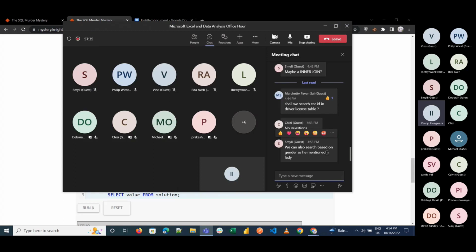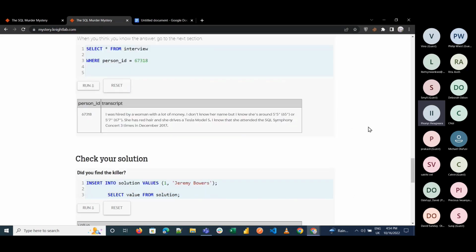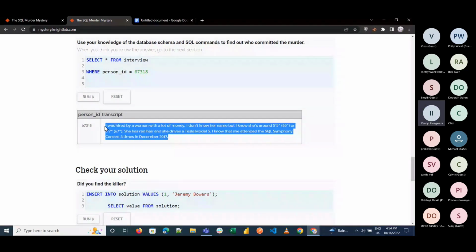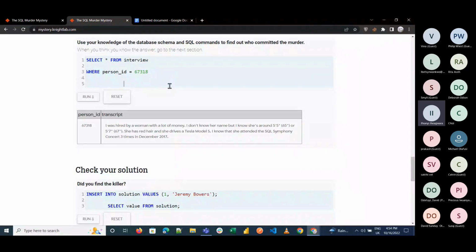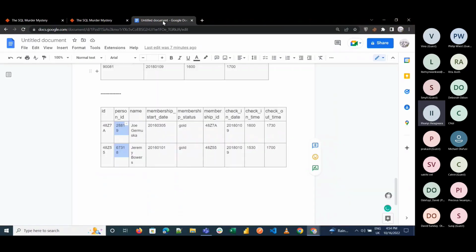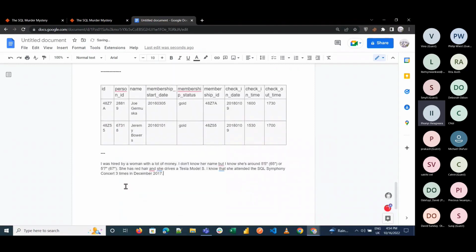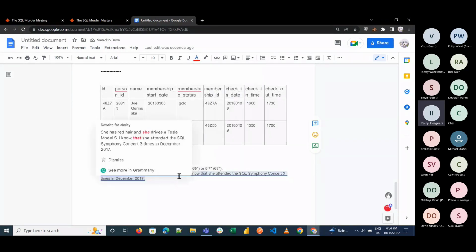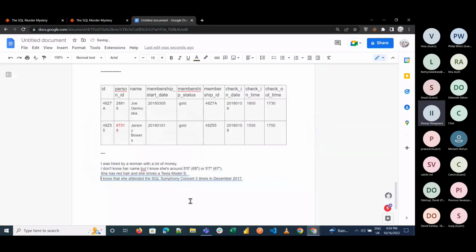Because it shares the gender as mentioned, the lady. Okay, in that table. The thing is, I'm not sure we would have a table for she attended the SQL concert three times. So let's find out who we got hired by. We got hired by a woman, she has a lot of money. So her income is around this. She drives this, she has this hair, she attended this concert.